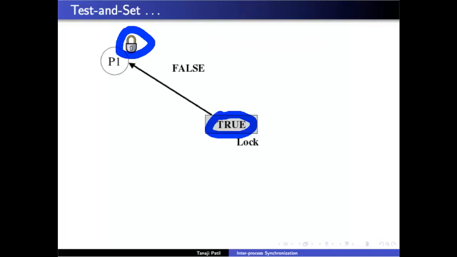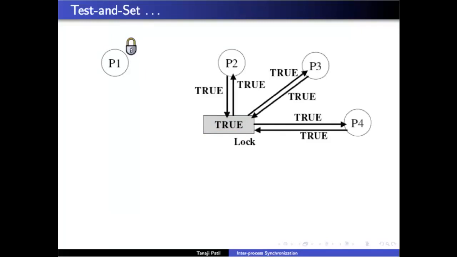If any other process wants to acquire the lock again, it cannot have the lock because the value of the lock is set to true. Only if the value of this lock is false can it be acquired. So that process has to wait. Right? So for example, currently the value is true. The value of this lock variable is true, and the lock is acquired by process P1.